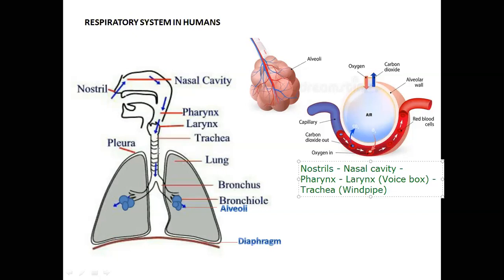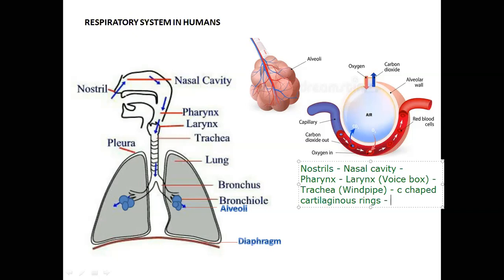Very good. In the trachea there are C-shaped cartilaginous rings present. Please remember this. Why C-shaped? Because they are incomplete rings, present only on the front side. You can feel these rings if you let your hand feel your neck. Feel your throat and see, you can feel it.